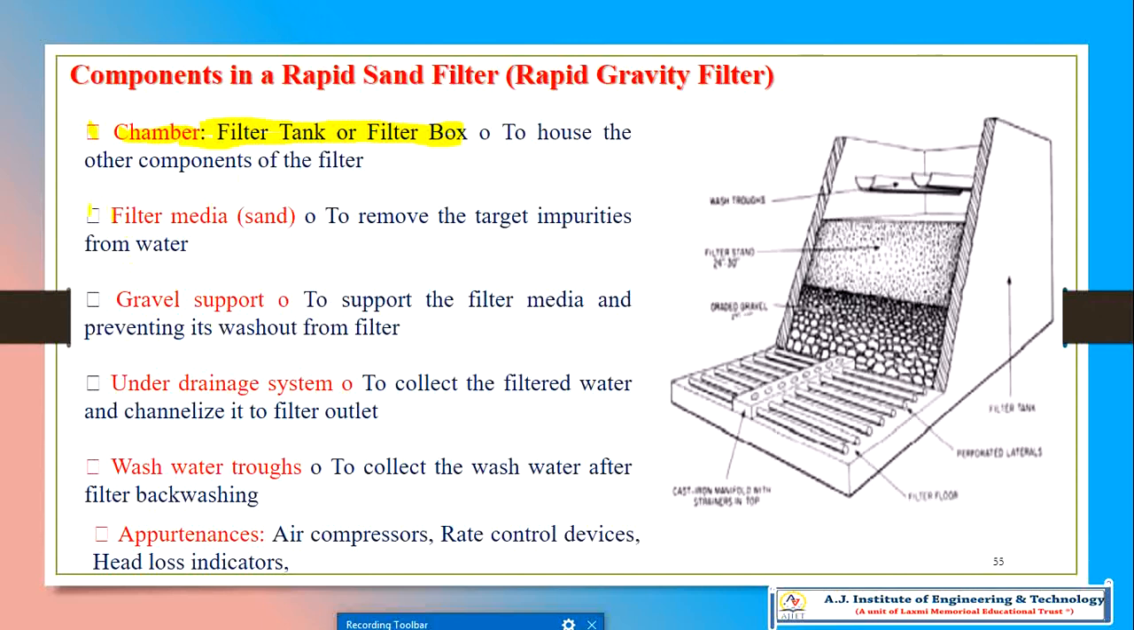The second one is the filter media, or sand. Why filter media or sand? It is to remove the target impurities in the water. That is what you can see here. You can see the sand here. This is the sand material. You can see the figure here.